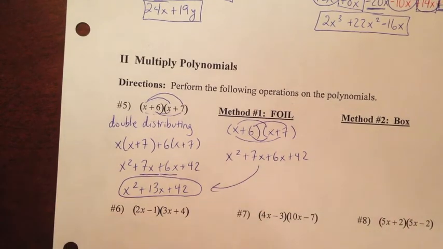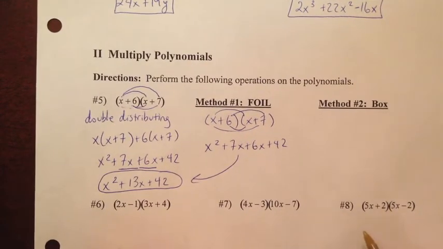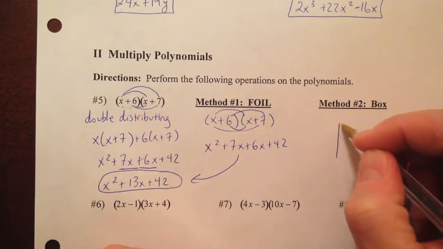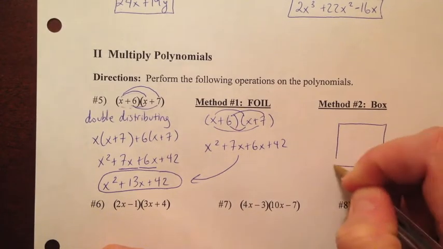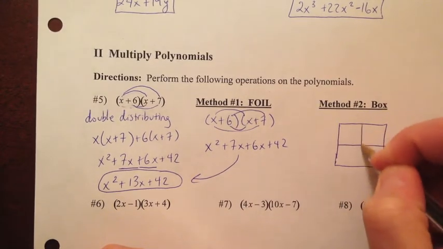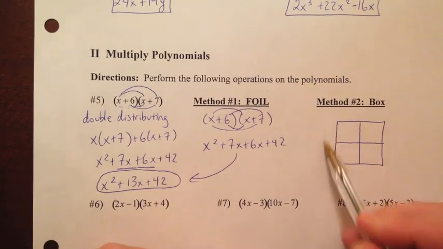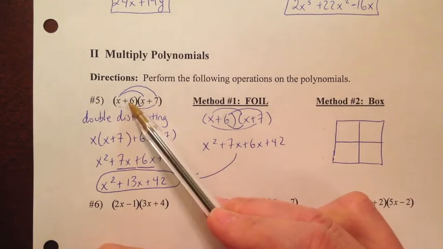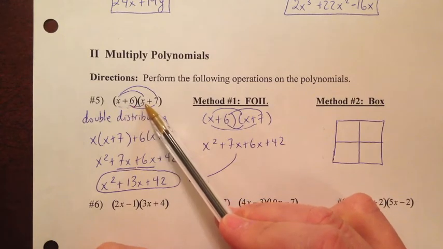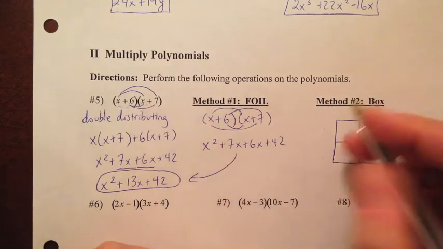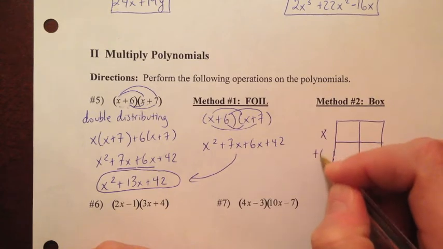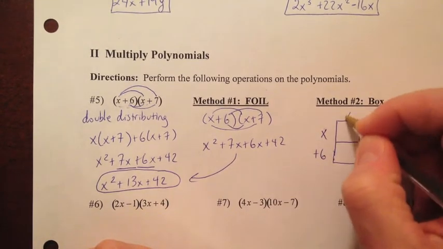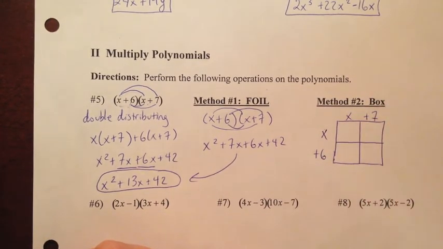If you want to do it visually, you can do it as a box, kind of like a times table. So what I do is I set up a box. It's a 2 by 2 box, and the reason I do that is because I have a binomial, which is 2 terms, times a binomial, which is 2 terms. X plus 6, I'm going to write that going down. X plus 7, I'm going to write that going across.